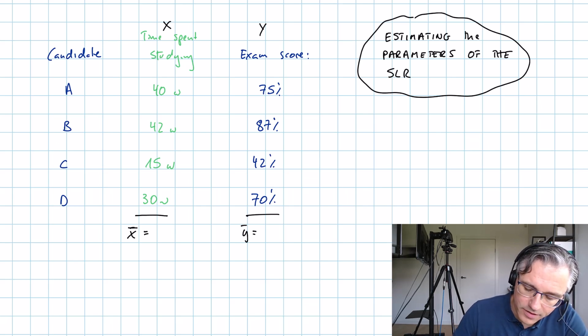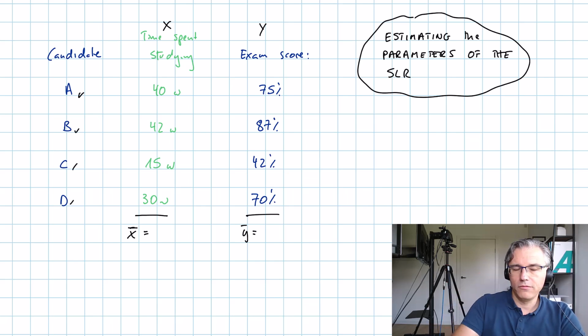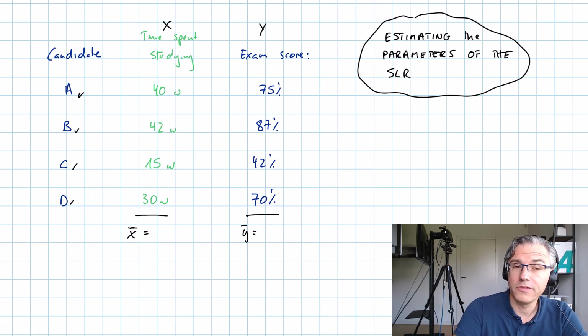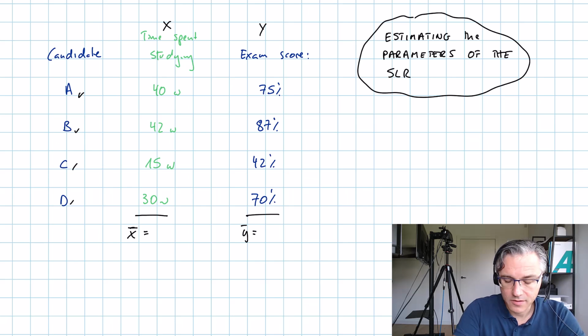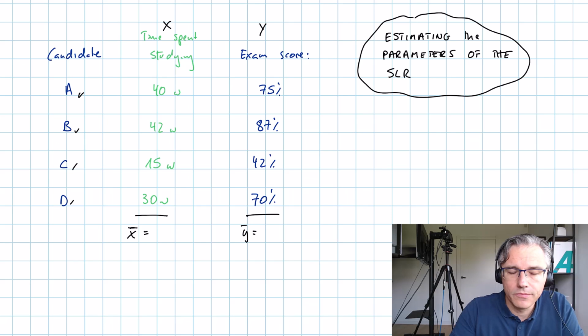Please appreciate that we're treating these 4 candidates as a sample of the overall population. Hence we are using notation that is appropriate for samples: x bar, y bar. That's how you show the sample mean.